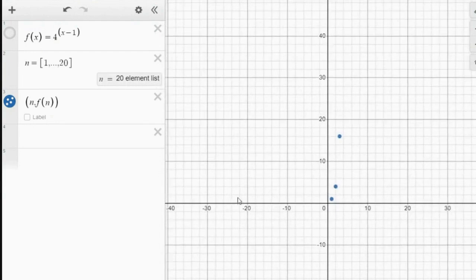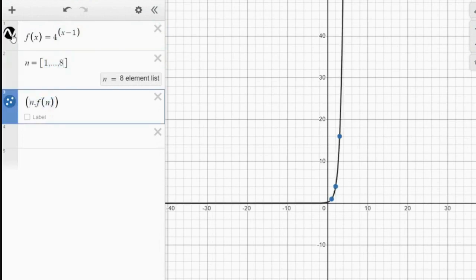So we can do that on Desmos. Put the formula of your either arithmetic sequence or geometric sequence. Choose the number of terms you want, 1 through 20, 1 through 8, whatever it is. And then put these points. Now notice I turned this one off. That's the continuous. I said, don't graph that one for me because I don't need the continuous. Just graph the point.